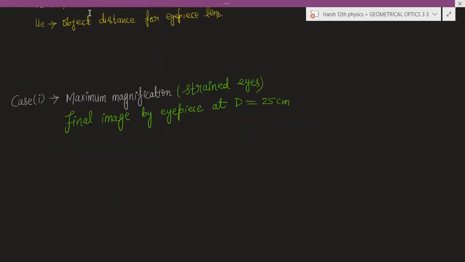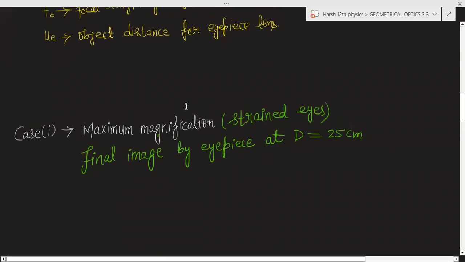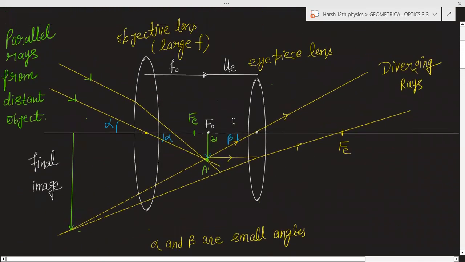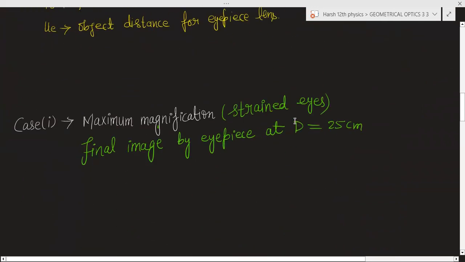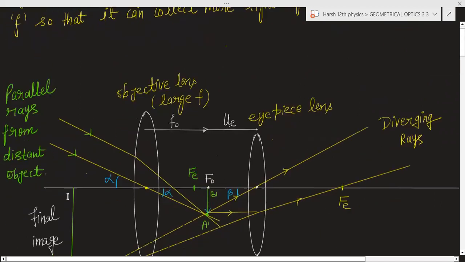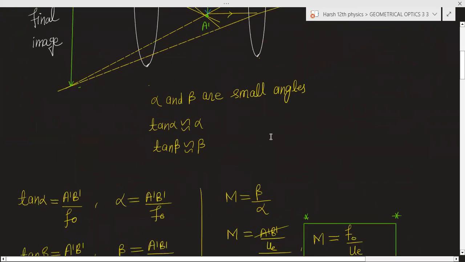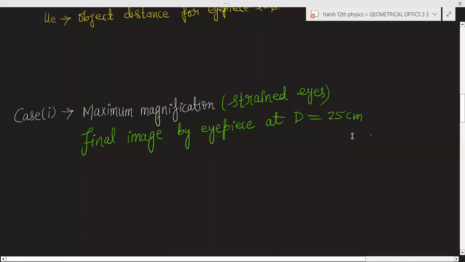So now we will discuss the cases for the magnification, maximum magnification. In case of the maximum magnification in the telescope, the final image will be formed at a distance of D, means at a distance of 25 centimeter. That is capital D. Capital D is 25 centimeter, the least distance of distinct vision.